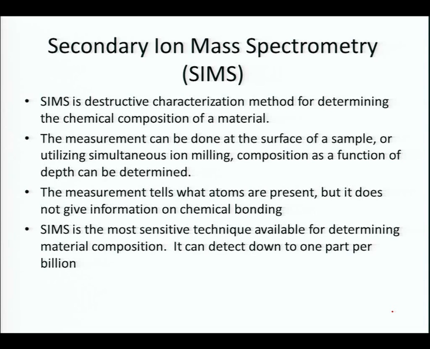The measurement tells us what atoms are present, but it does not get information on the chemical bonding. And that was an advantage in the previous technique that we just examined, but it's not offered here in SIMS. SIMS is the most sensitive technique available for determining material composition. It can detect down to parts per billion. So that's a really big advantage with SIMS.